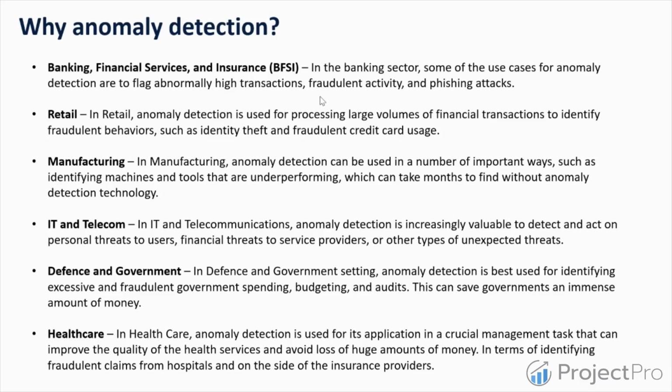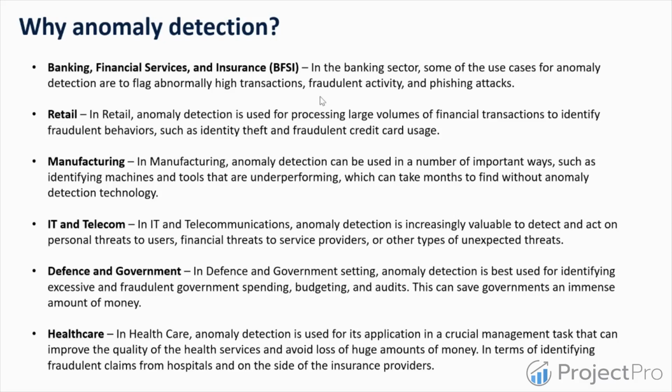In manufacturing, anomaly detection can be used in a number of important ways, such as identifying machines and tools that are underperforming, which can take months to find without anomaly detection technology, right? So again, you will be tracking how each machine in a manufacturing plant is working, right? There will be certain parameters of its own, and you will try to find any underperformance in those parameters and find the anomaly within them, right? Then you can say, okay, this particular machine is not performing as expected, and you can take certain actions on that.